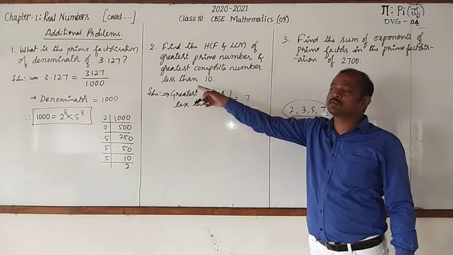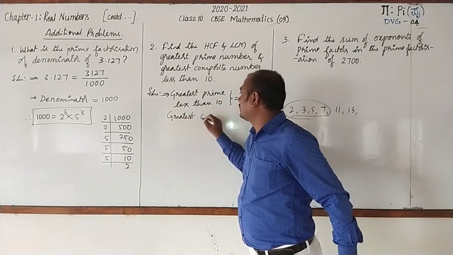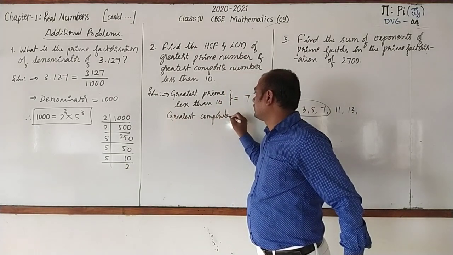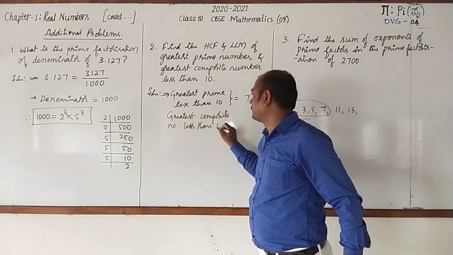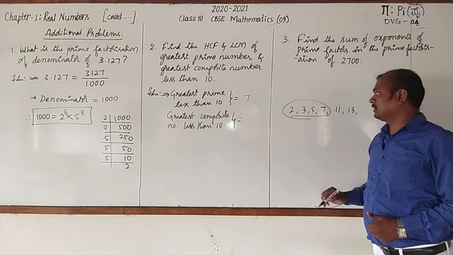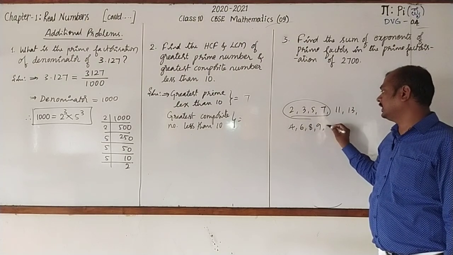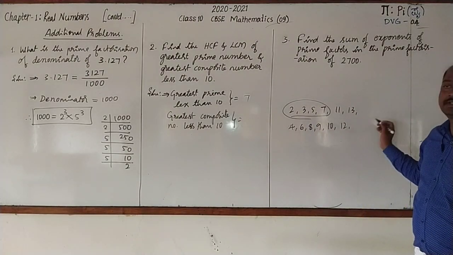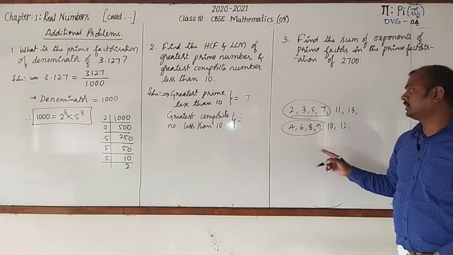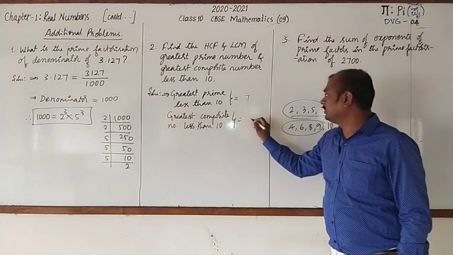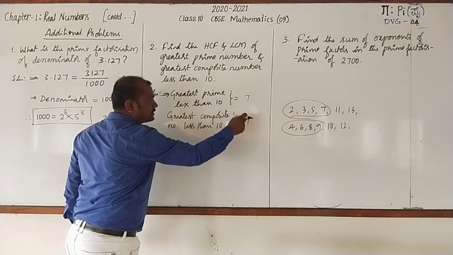Next, the greatest composite number less than 10. Composite numbers start from 4, then 6, 8, 9, 10, then 12 and so on. Less than 10 are 4, 6, 8, 9. In that, the greatest one is 9. Now we have to find the HCF and LCM of these, 7 and 9.